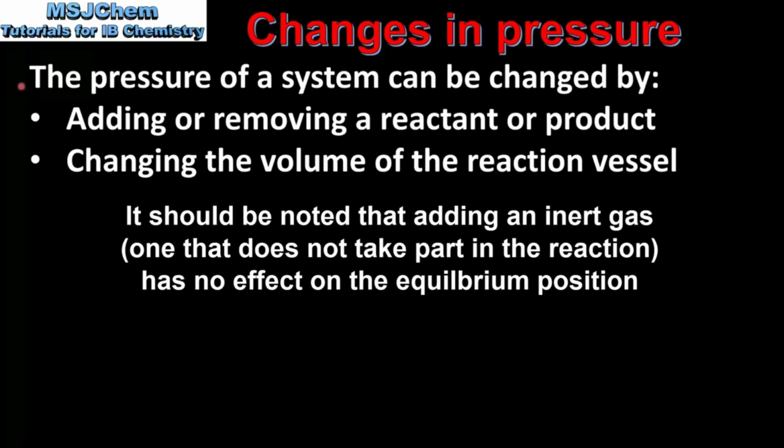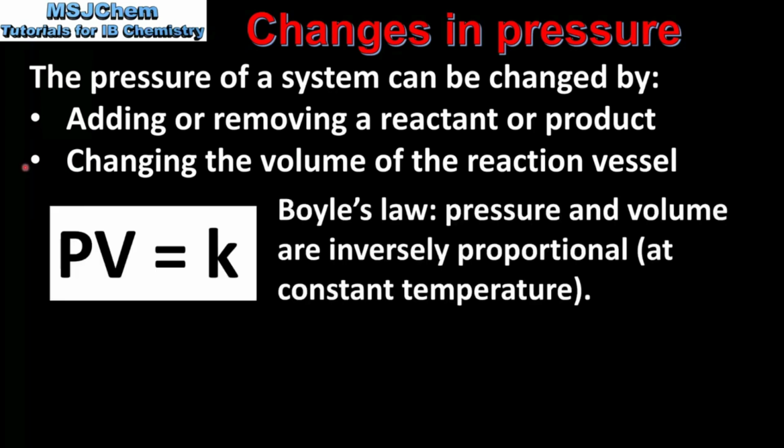The pressure of a system can be changed by either adding or removing a reactant or product, or changing the volume of the reaction vessel. The first point has the effect of increasing the concentration of the reactants or products. The second point refers to Boyle's law. Boyle's law states that pressure and volume are inversely proportional at constant temperature. This can be written in equation form as P times V equals constant K.